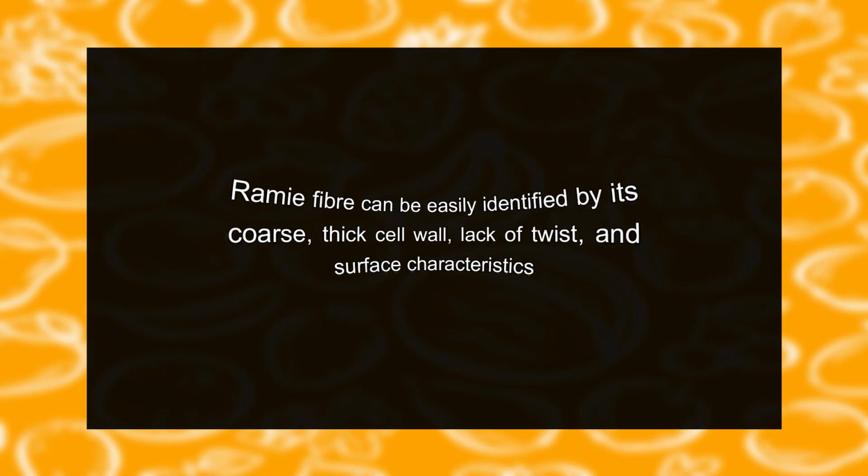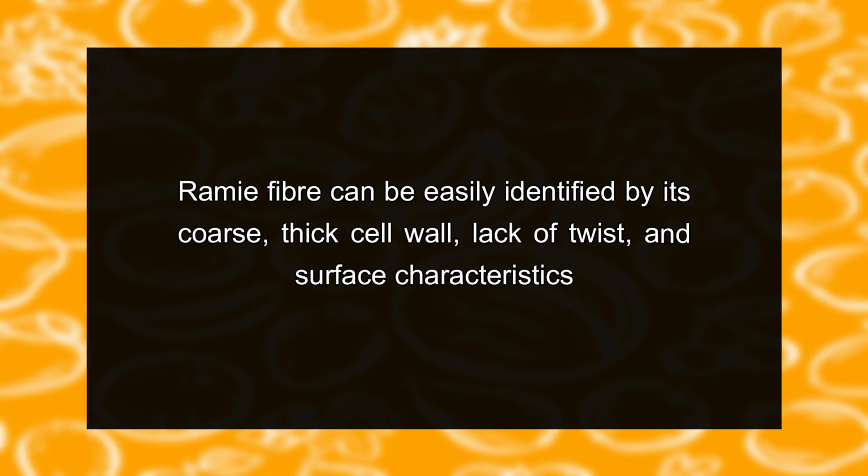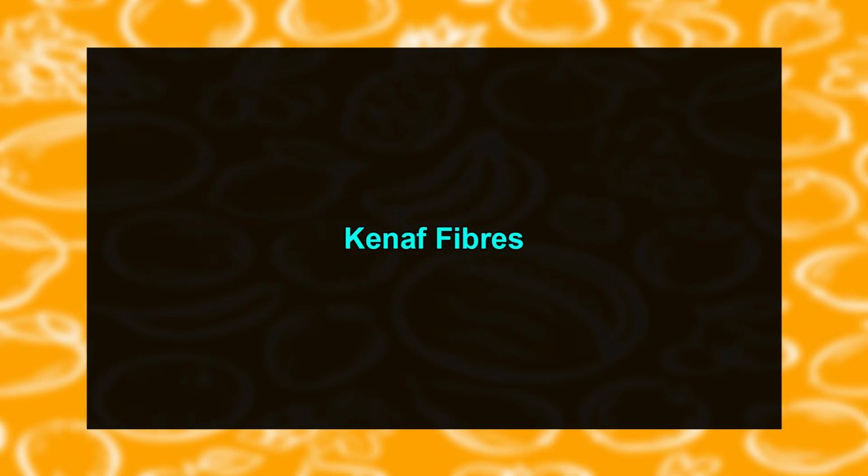Fiber's surface is rough and characterized by small ridges, striations and deep fissures. Ramie fiber can be easily identified by its coarse, thick cell wall, lack of twist and surface characteristics. Now let us talk about another fiber known as kenaf.